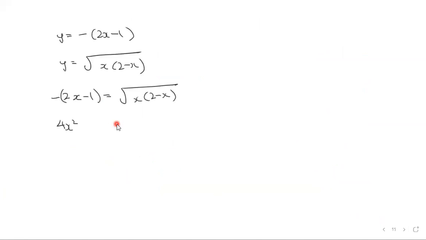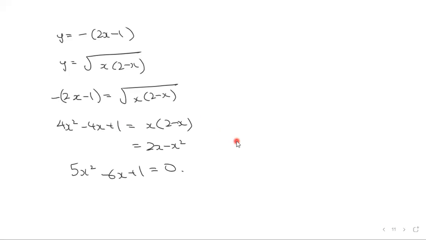So 4x squared plus 4x plus 1 equals x squared minus x. Move everything to one side. So that means you've got 5x squared minus 6x plus 1 equals 0. With that in mind, you can factorize this: 5x minus 1, x minus 1. So we get an answer of x equals 1/5 or x equals 1.